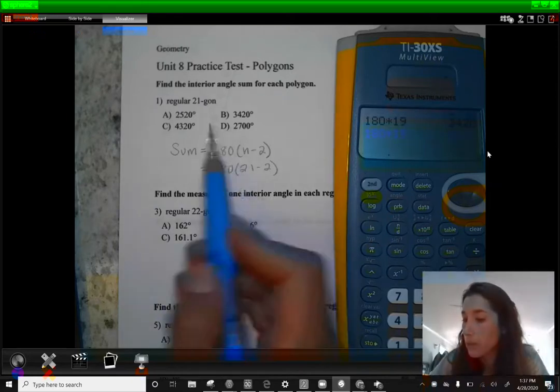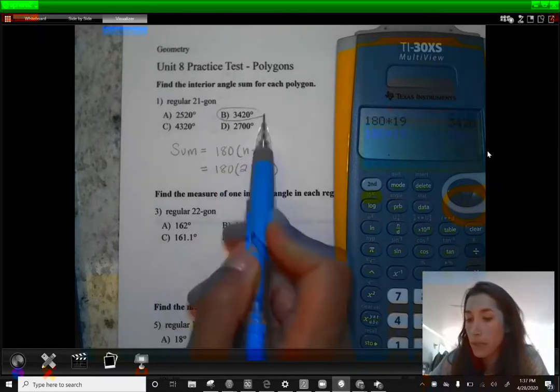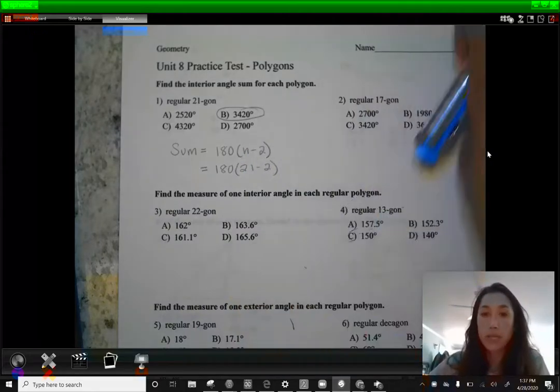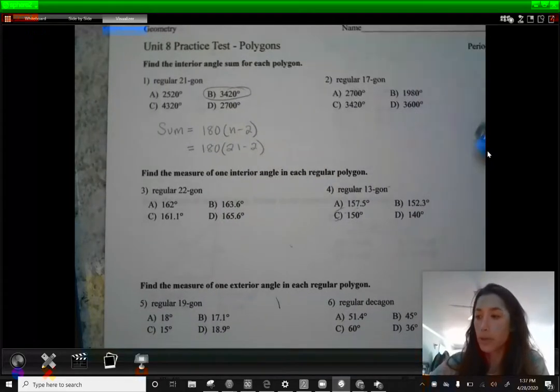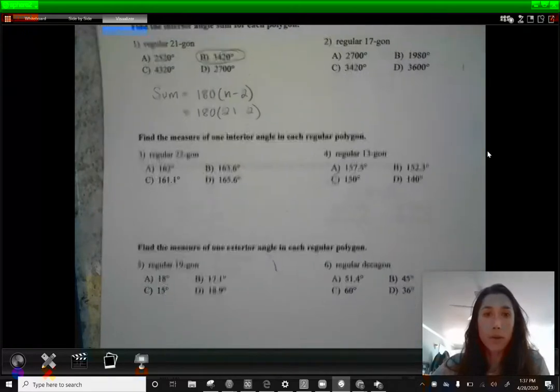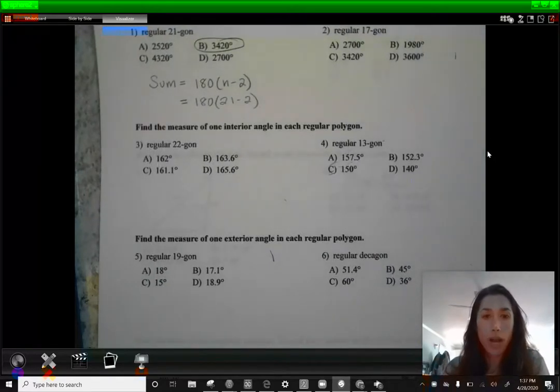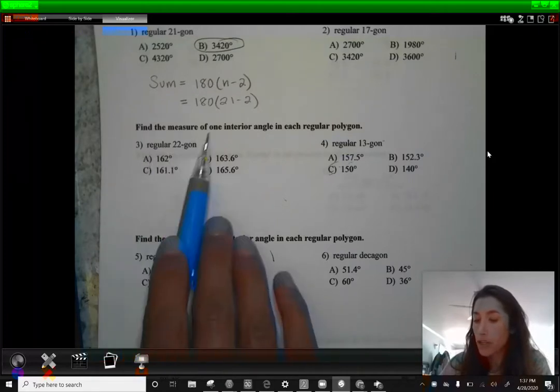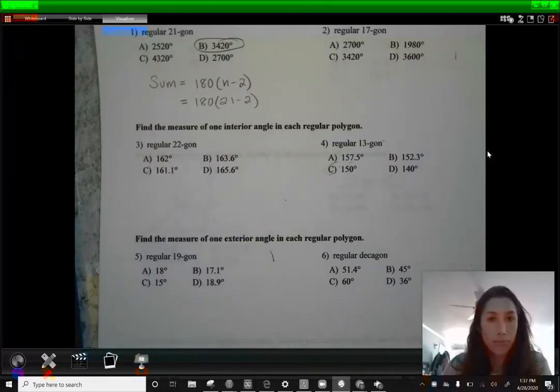So that would be 3,420. Question 2, just the same type of question. I'll post the answers for this practice key as well, so if you're doing the even questions, you can make sure you're getting them right before you take your test. A regular 22-gon, we are finding the measure of one interior angle.